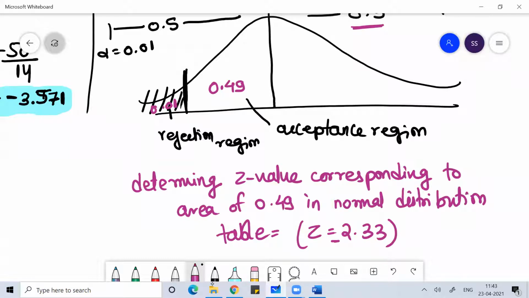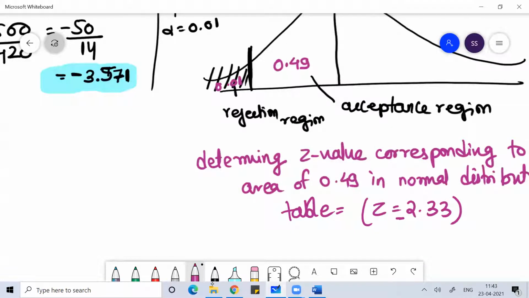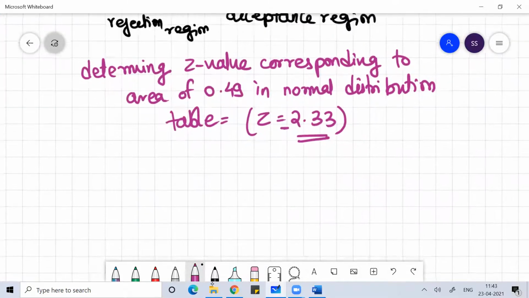So you should get a value. If your calculated value is less than 2.33, you'll accept the null hypothesis. Otherwise, you'll reject it. You can see this is 3.571. So here the acceptance region is only up to 2.33. You can understand this.